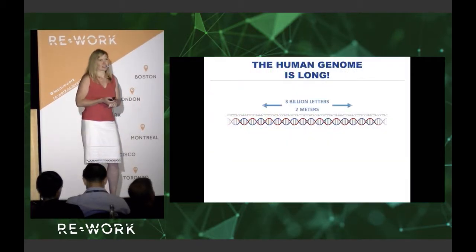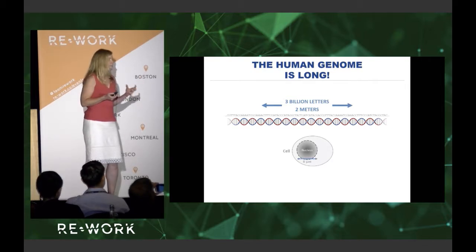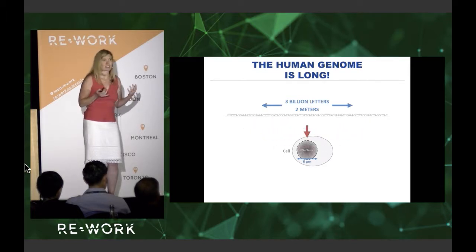So the human genome is long. It's physically just a large molecule. It's 3 billion letters long. It's 2 meters long if you stretch it out from end to end. But somehow it folds up upon itself to fit into the nucleus of a cell, which is 6 microns wide. And so the question is, how does it do that?